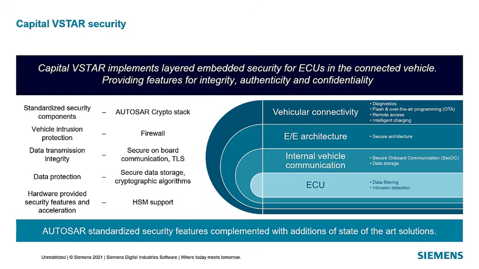Capital VStar Security. Capital VStar Security provides a wide range of solutions against cyber attacks, since threats can be from within the vehicle network, from the internet, from external infrastructure, and even the whole network could be hacked. Capital VStar implements multi-layered embedded security for easy use in a connected vehicle, starting from ECU level, in-vehicle communication, architecture, and vehicle connectivity. It provides features for integrity, authenticity, and confidentiality.